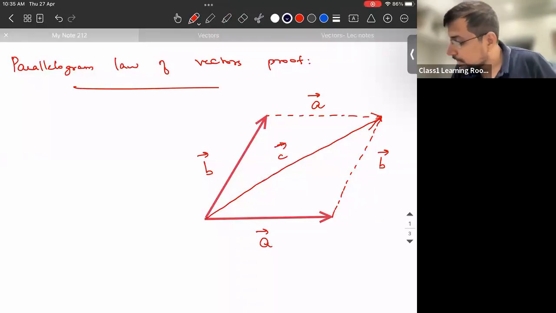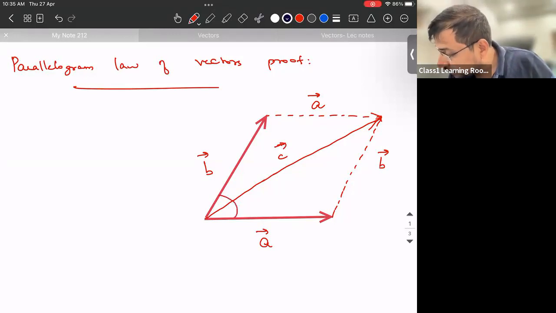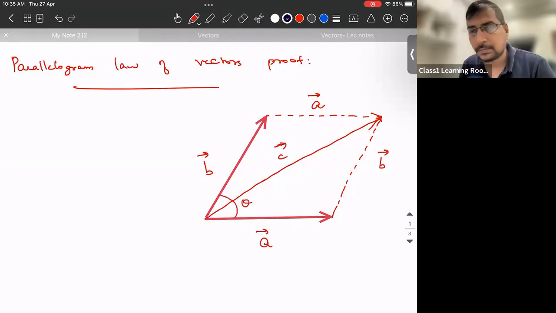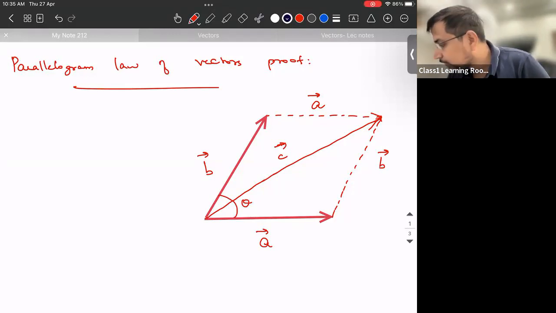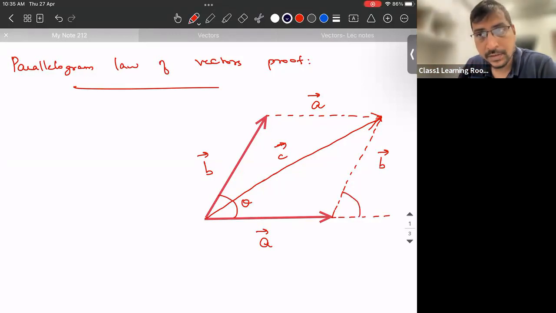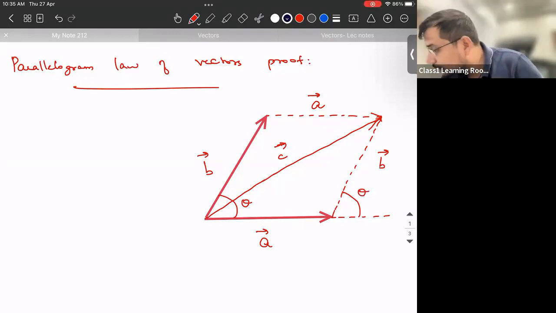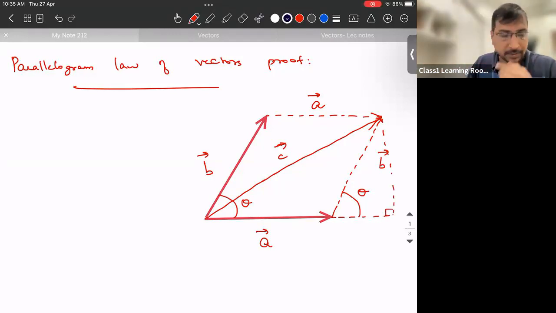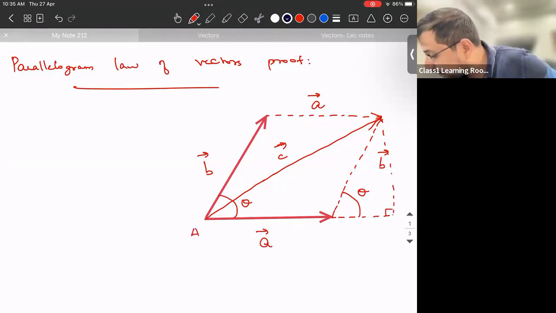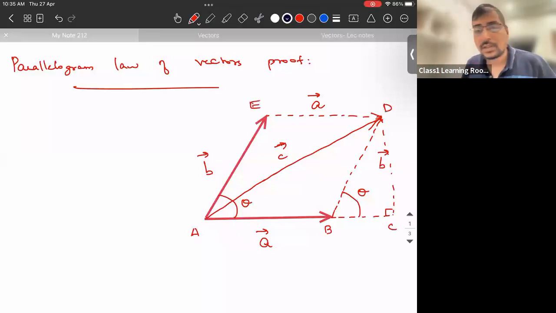Okay. Now, if I take the angle between the A vector and B vector to be theta, and suppose I extend this line, then how much is this angle going to be? That will also be theta, because they are corresponding angles. So from here, if I drop a perpendicular, I'm going to complete this A, B, C, D, E. I've just labeled them.